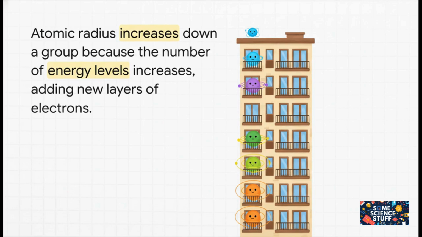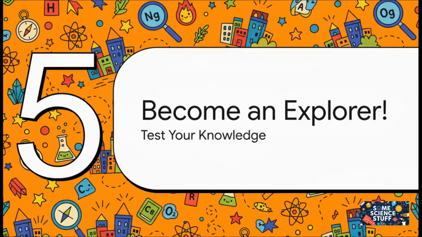And hey, check this out. Look at what happens as you go down one of our apartment buildings, down a group. The elements actually get bigger. That's because each new row adds another layer of electrons, just like adding another floor to a building. How cool is that? Wow, you've learned the whole layout of Element City.